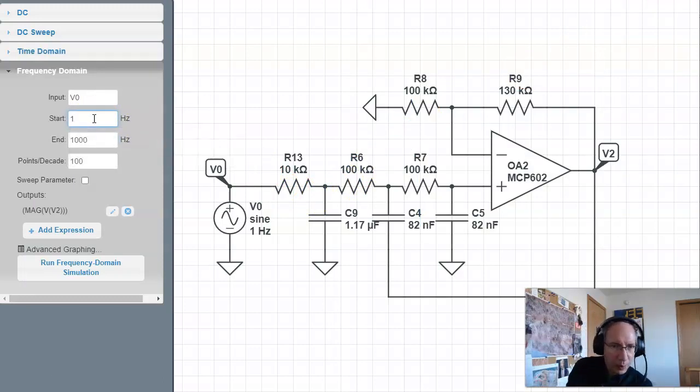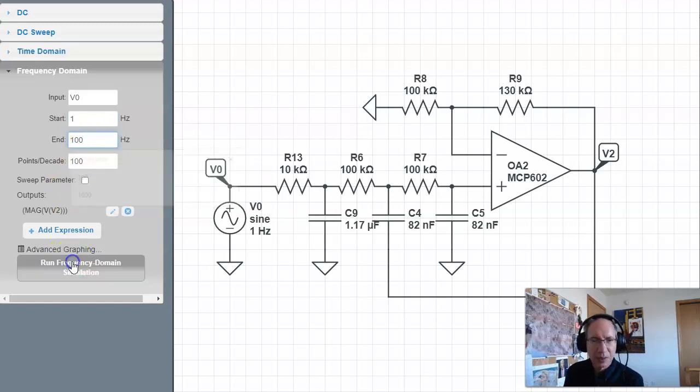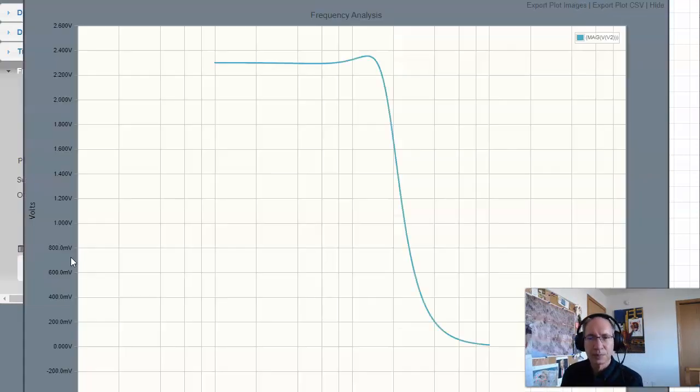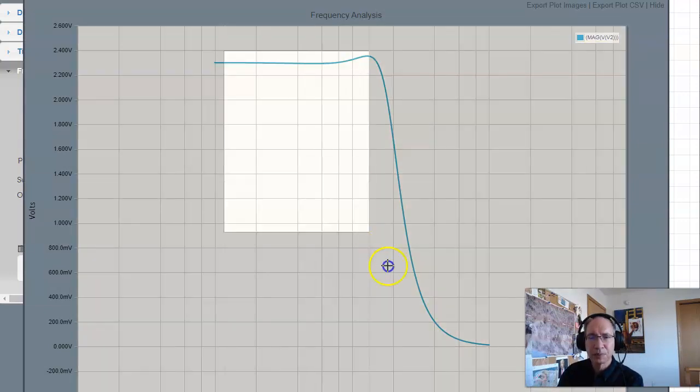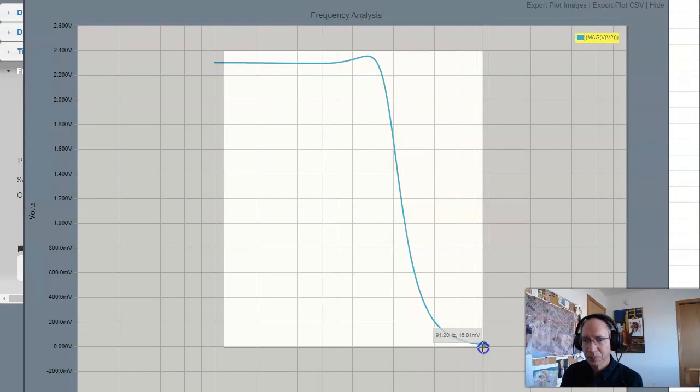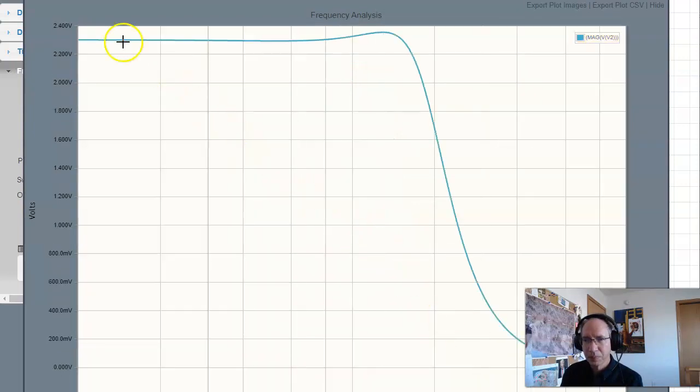Let's go between 1 and 100 hertz. Spreads it out a little bit. So there's your gain, 2.3. This one has a slight resonance and then drops off.